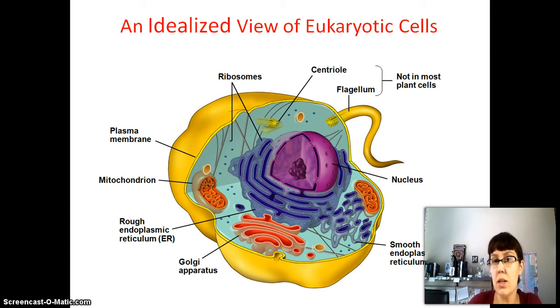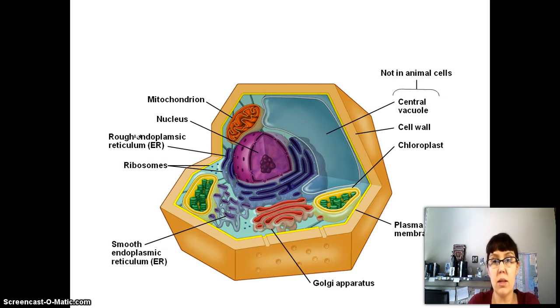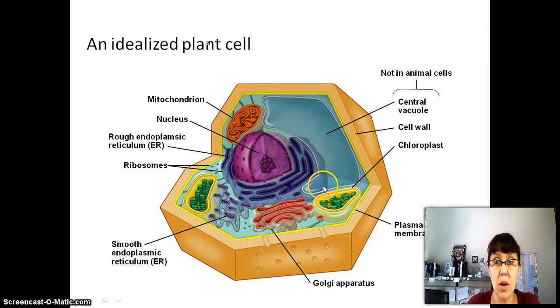This is just an idealized view of eukaryotic cells, and when you learn in your e-text about plant cells and animal cells, I want you to pay attention to the things that they have in common and the things that are different. So a plant cell, in addition to having mitochondria, has another special organelle, which is referred to as a chloroplast.